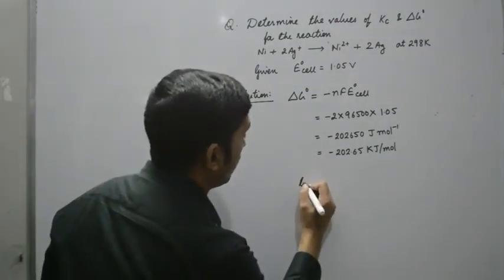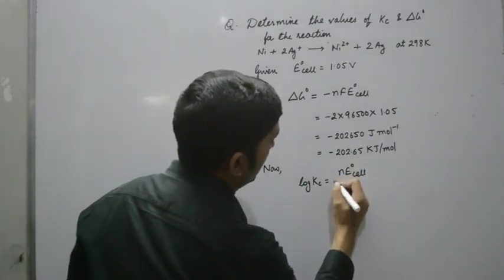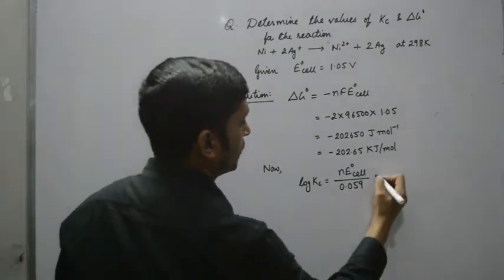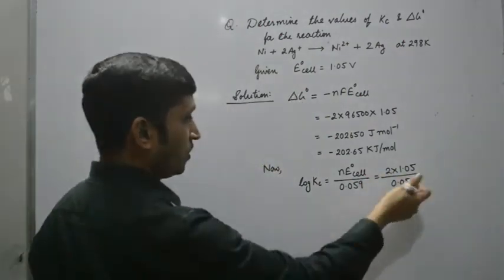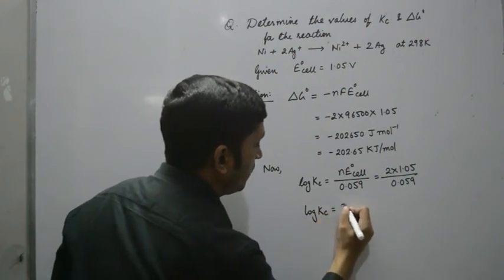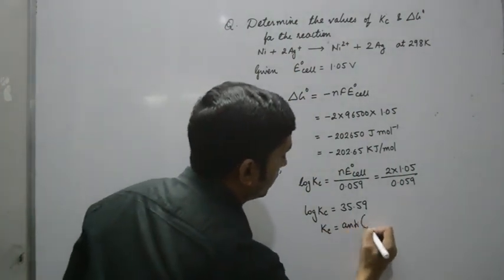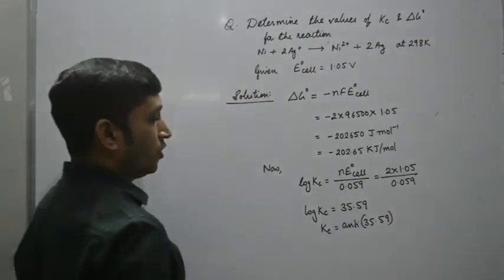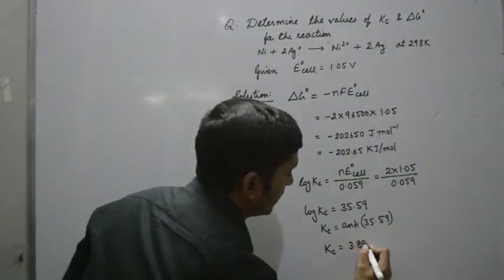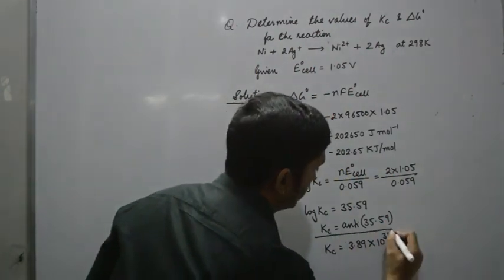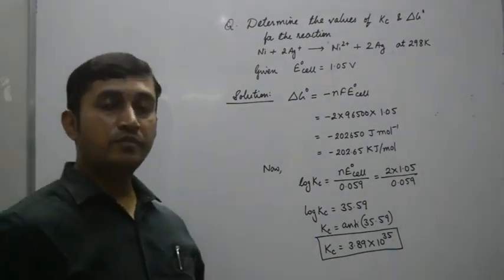Now in the same way we can calculate the equilibrium constant. We know that log Kc is equal to N into E naught cell upon 0.059. So on putting the values we will get here 2 into 1.05 upon 0.059. On solving it we will get log Kc equal to 35.59. So Kc will be equal to anti-log of 35.59. So from the table we can find the value of anti-log here, and we will get Kc equal to 3.89 into 10 to the power 35. So using this relation we can easily calculate standard Gibbs energy change and equilibrium constant.